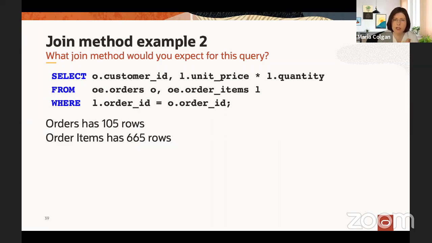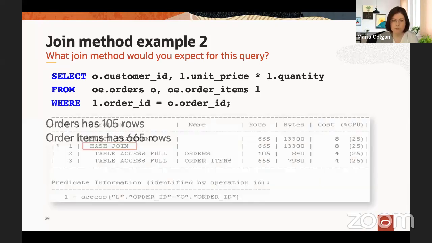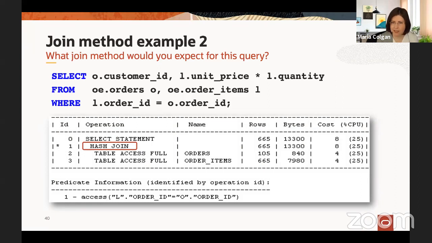All right, let's move on now and look at a different query. This time we're joining orders and order items together. Tables are a little bit larger this time, 105 rows, 665 rows. There is an equality predicate on the order ID column. What join method would you use? Well, I gave you a hint. There's an equality predicate, slightly larger tables. It's going to be a hash join. Pretty straightforward.